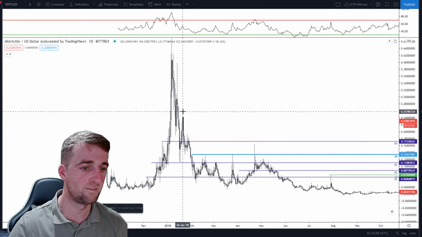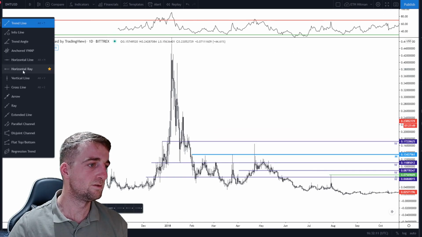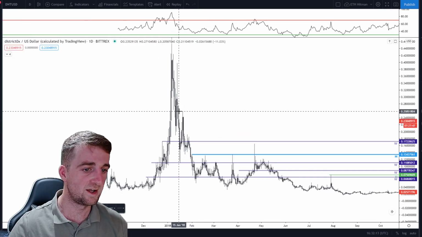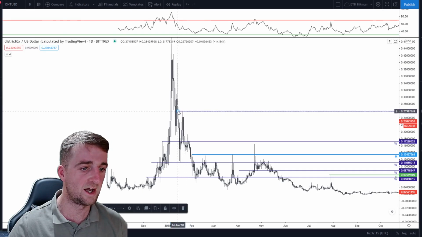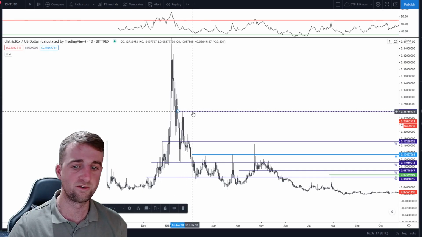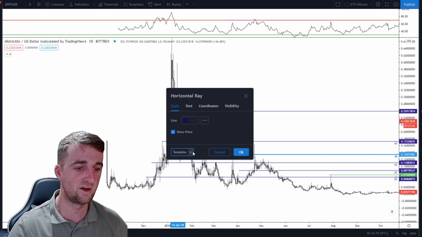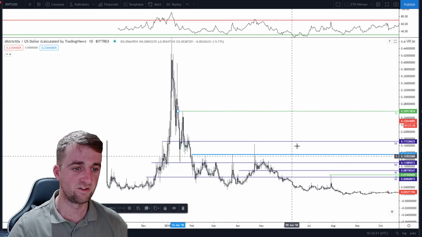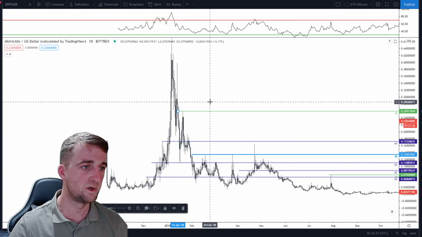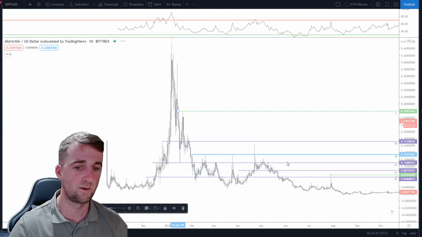If you look at this area here, here's the horizontal ray. This area here, it rejects off that candle, and it also uses that candle as support. So to me, that confirms that is a valid area of daily resistance. I think that's going to be enough. I'm not going to put any more in, so we'll drop right into a 4-hour time frame.